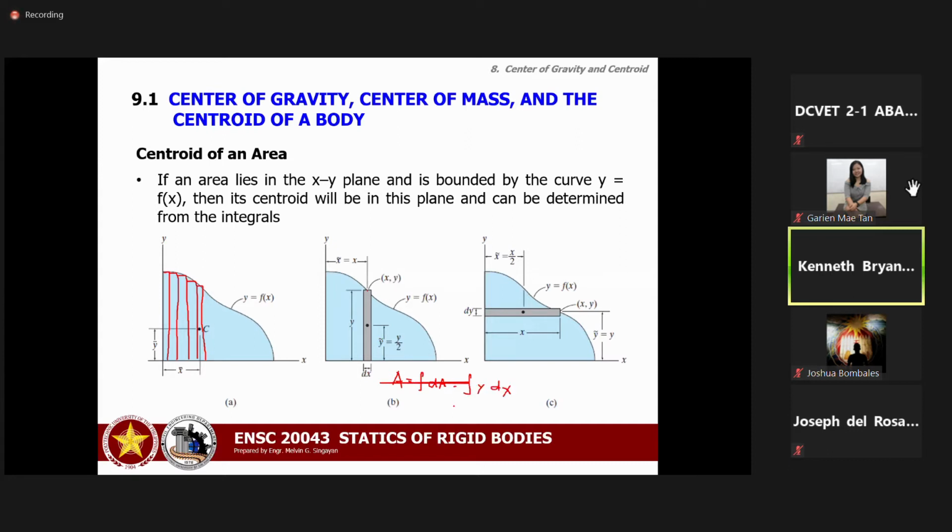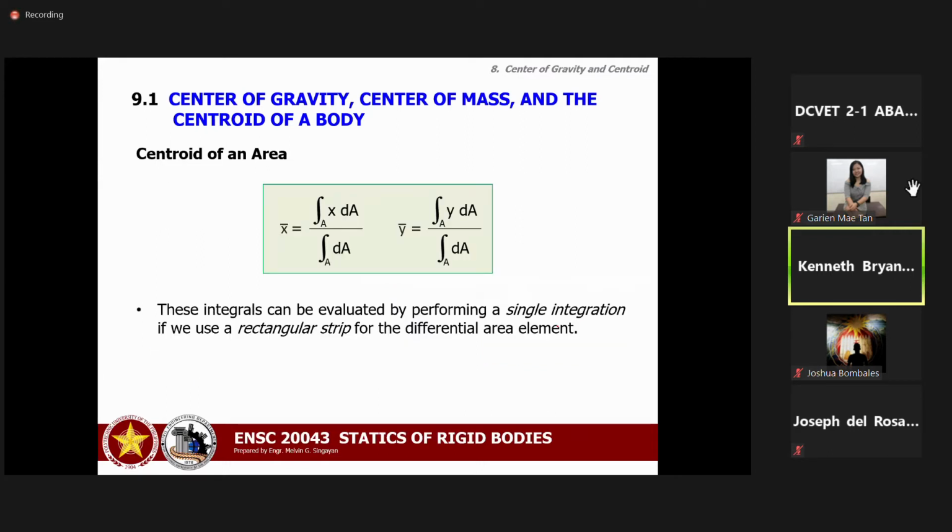Alternatively, instead of having a vertical rectangular strip, you can have a horizontal strip. Then from there, you can solve for the centroid of the area. That will be equal to bar x equals integral of x curl dA over integral of dA, and bar y is equal to integral of y curl dA over integral of dA. So these integrals can be evaluated by performing a single integration if we use the rectangular strip for the differential area element.